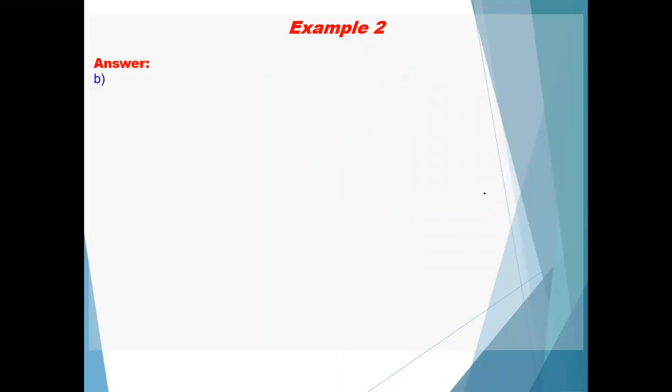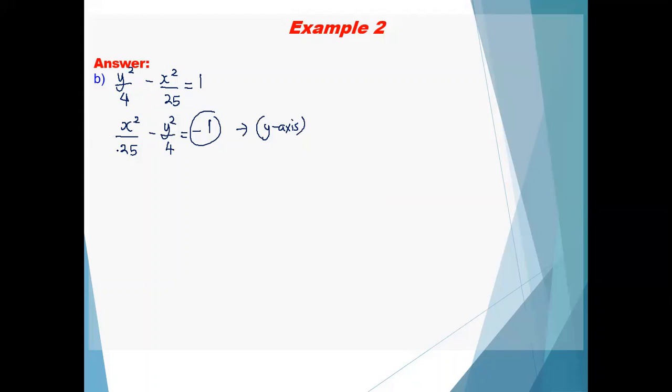So how about B? B, we have y square over 4 minus x square over 25 is equal to 1. So you have to rearrange lah this one. So x square over 25 minus y square over 4 is equal to negative 1. So kalau ada negative 1, so dia lying on y axis. Okay, so from here we know that a square is 25, so a is plus minus 5. Okay, b square is equal to 4, so b is plus minus 2.